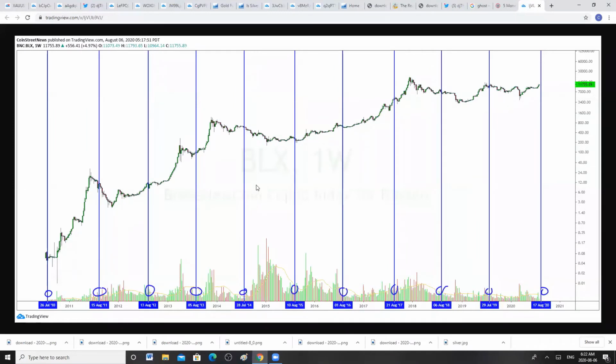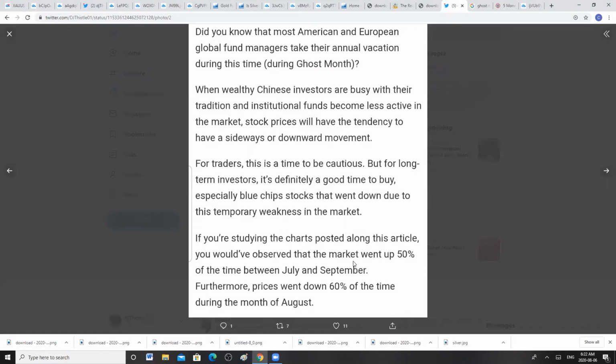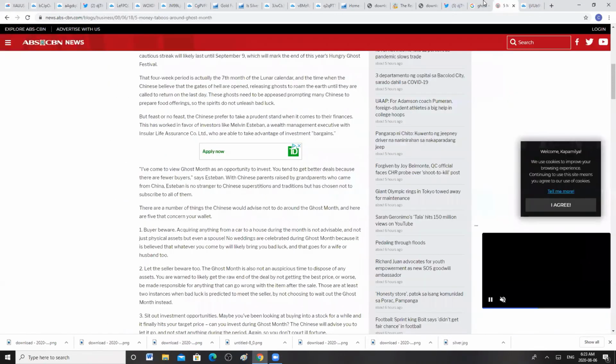So it doesn't mean that every single year Ghost Month goes down. I believe there was somebody that did a study, and the market went up 50% of the time during Ghost Month, between July and September. But even if it goes up between July and September 60% of the time, it still goes down for the Ghost Month part. So it's still pressure, right? Okay.